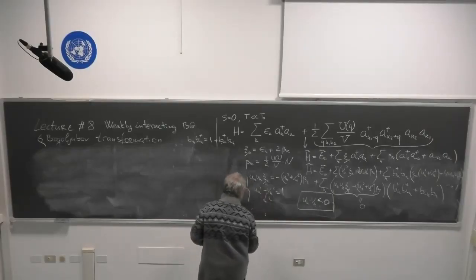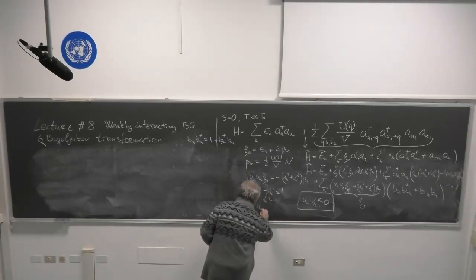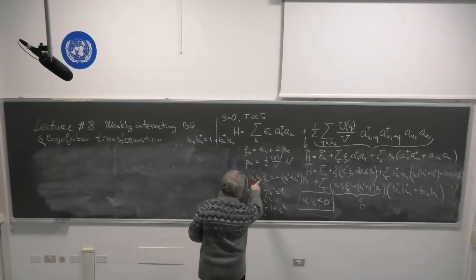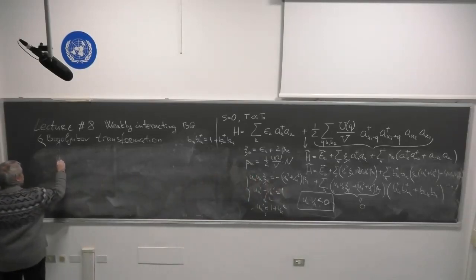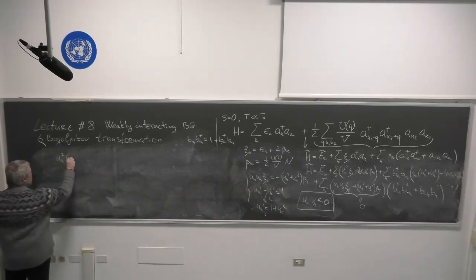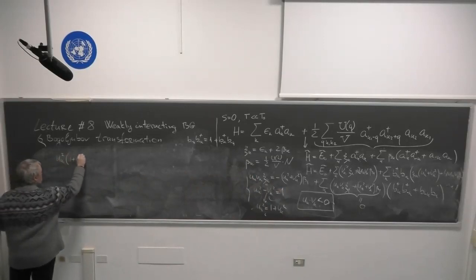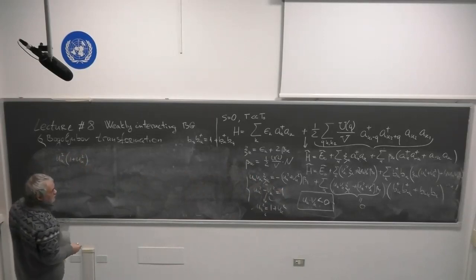Okay? Thank you. Good. So from this equation, UK squared is equal to 1 plus VK squared, and I take the square of the first equation. So UK squared times 1 plus UK squared, sorry, VK squared.